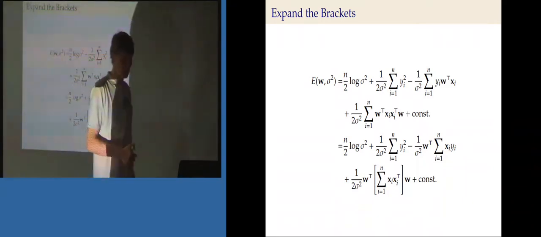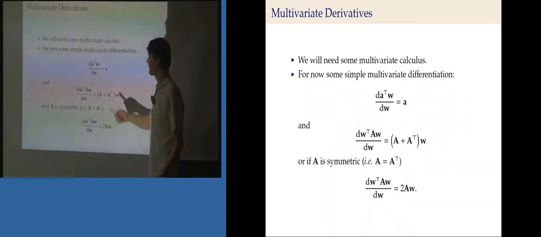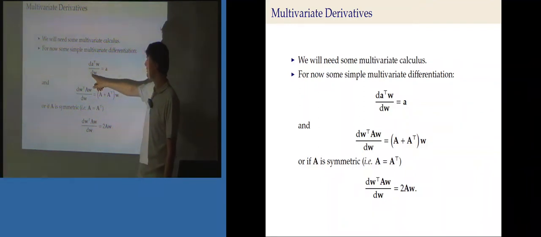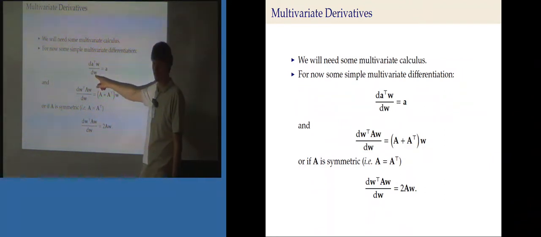Now, the nice thing about that form is it's just a quadratic form. And these multivariate derivatives can be used to solve it very, very quickly. So simple multivariate differentiation, I mean, you can think about these rules and why they're true, but multivariate differentiation is just a variant of partial differentiation where the partial derivatives are put in a vector.